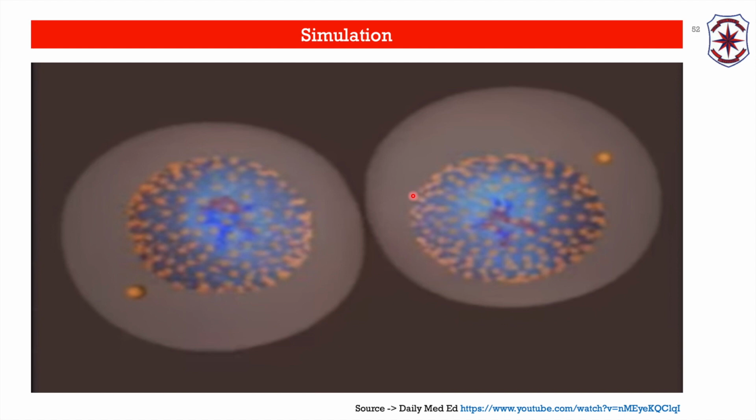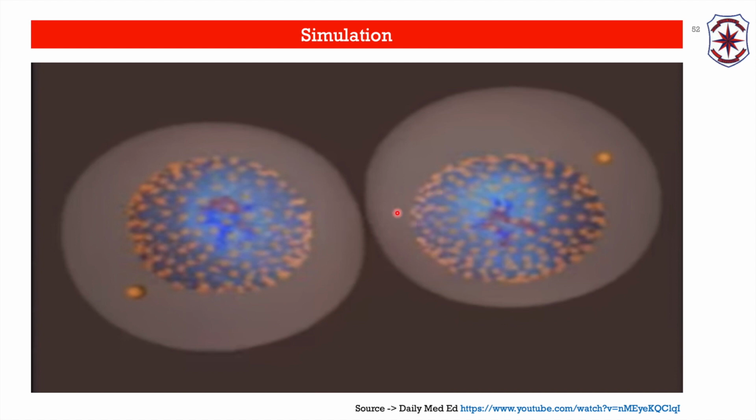Okay, guys? Now, the chromosomes are still replicated. They contain 2 chromatids each. And the cells are genetically different from each other because they contain a different combination of chromosomes with a different combination of genes. Okay, guys?